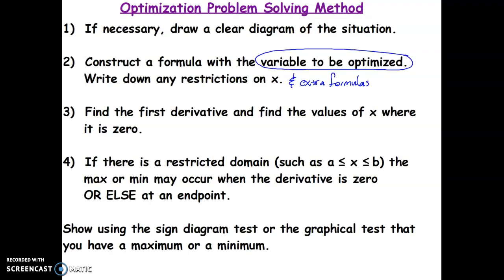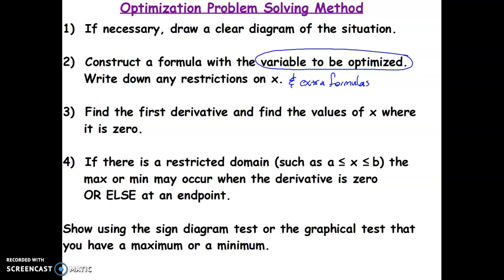Okay, so take a second and copy these down. You may have to pause the video so that you can get the steps. Step 1, the book actually says, if necessary, draw a clear diagram of the situation. I would say that that is always necessary. So the first thing you want to do is draw a picture most of the time.